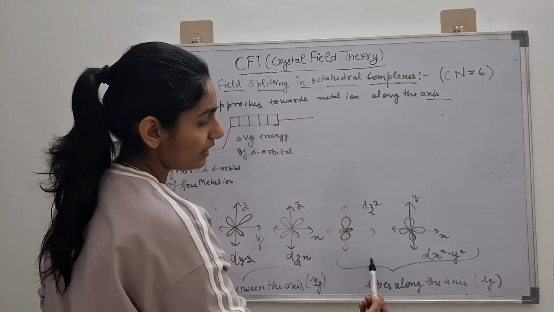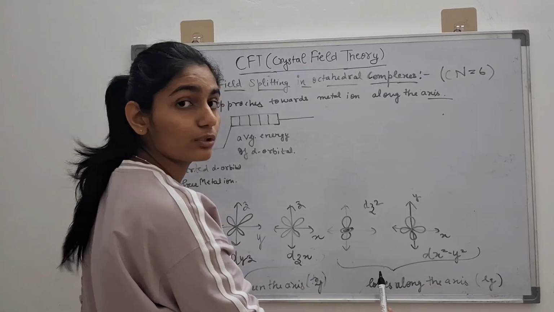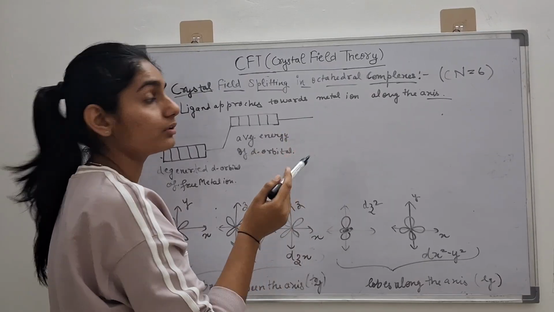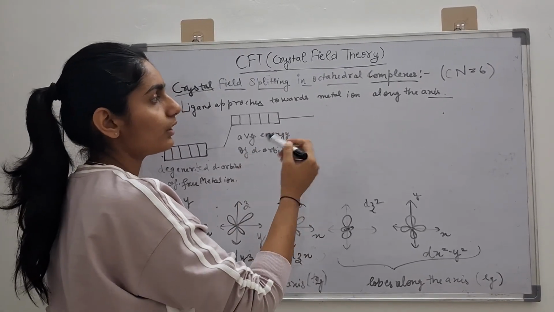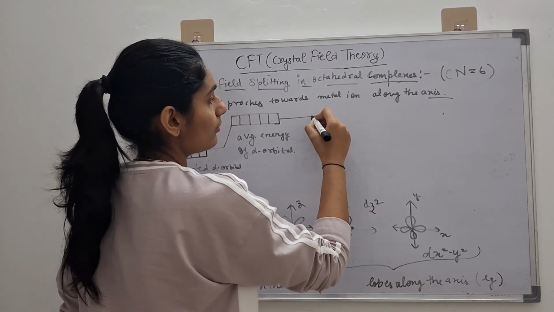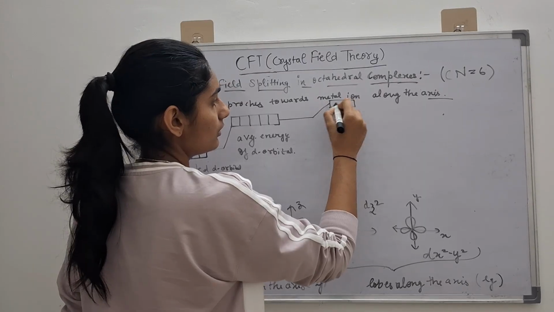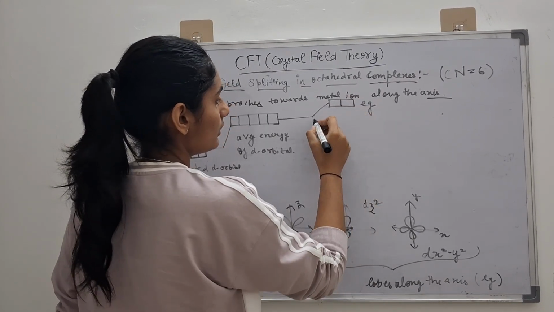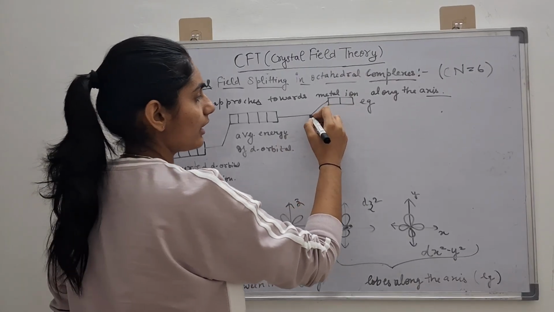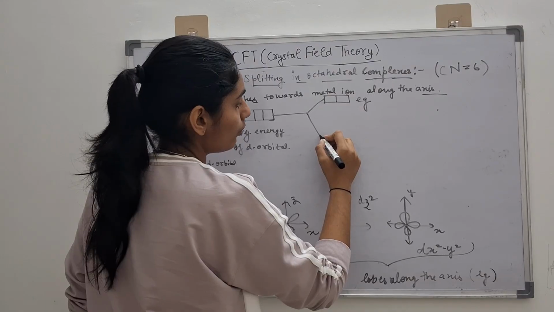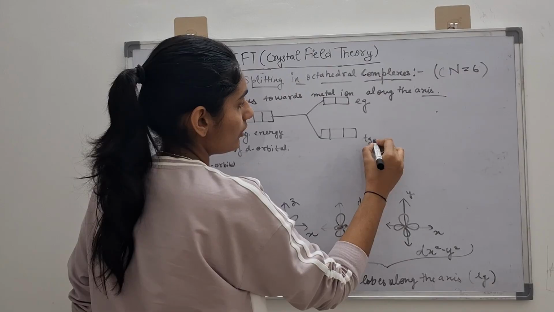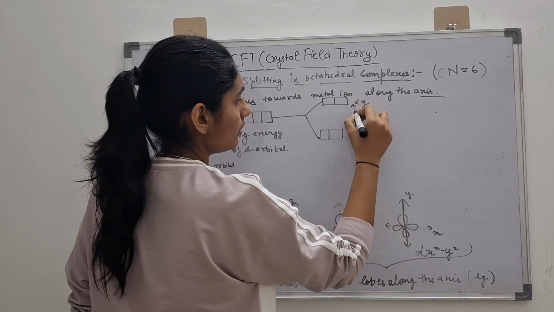After that, when the ligand comes nearer to the metal, as I explained, these orbitals have their lobes along the axis. So in octahedral complexes, the ligand comes toward the metal along the axis. So these will experience more repulsion, and these will be higher in energy. These are the Eg orbitals, and these will feel repulsion but lower than the Eg orbitals. So these T2g orbitals have lower energy. This is delta O.